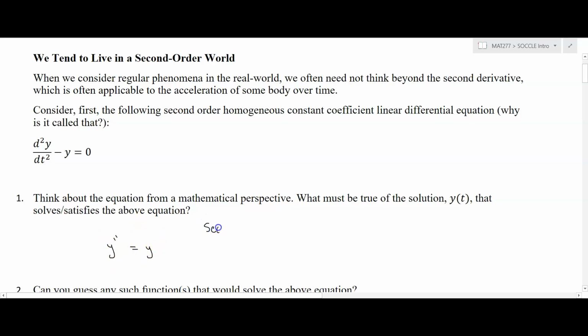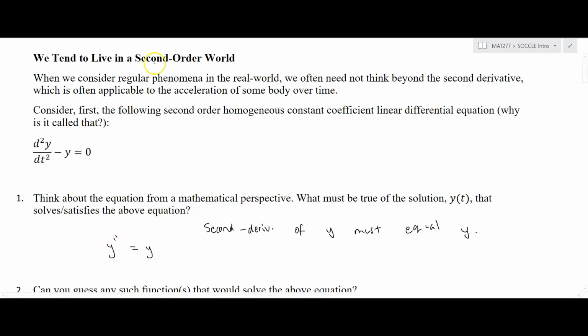So the second derivative of y must equal y. Well, we begin thinking a little bit about what functions we know whose second derivative equals the original function that we started taking a derivative of.